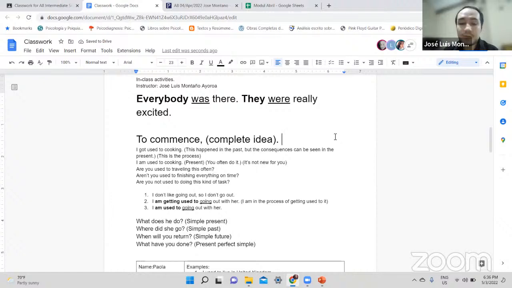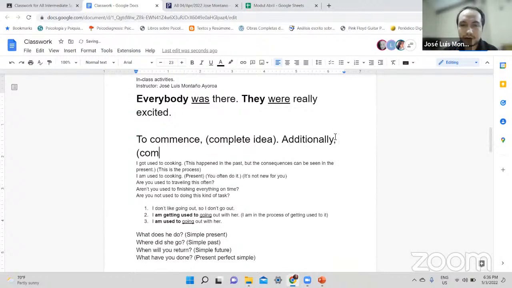Then you're going to say additionally. Okay, additionally, that's to add extra information, right? That's very clear. Complete idea. So to commence, you can say many things. You don't need to work with these together, one after another. You can use it in the order that you want. But be careful with categories. Don't divide the same idea with big connectors. Big connectors for big ideas, small connectors for small ideas.